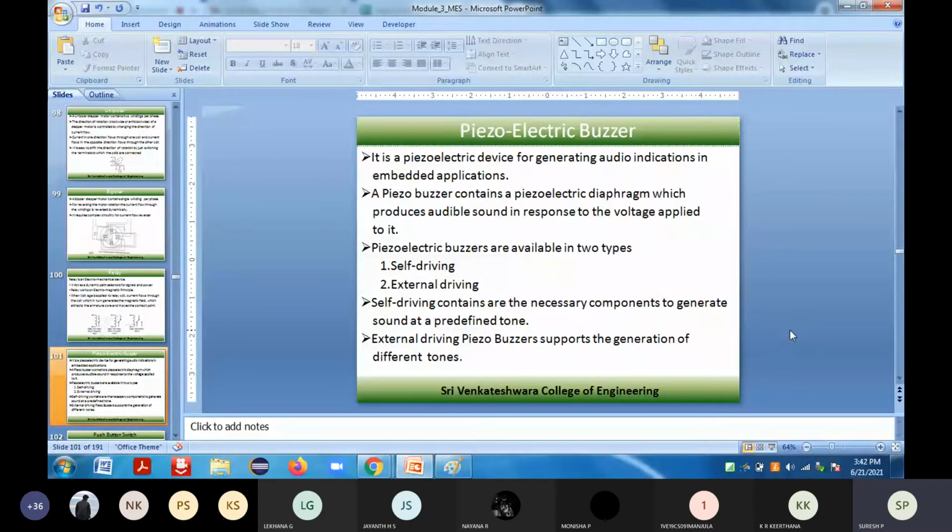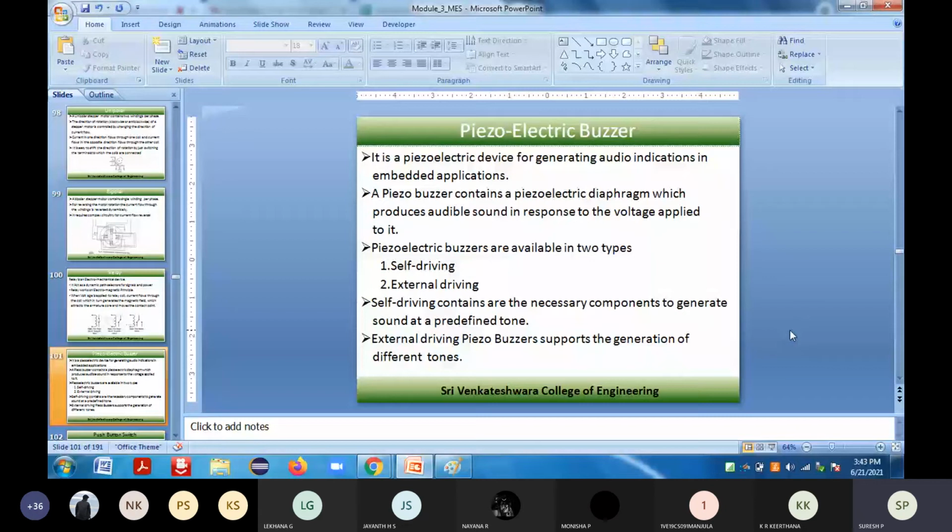All of you have seen this piezoelectric buzzer in your vehicles, that is, your two-wheeler. It is used in your signal indicator, right? You get the sound when you put the indicator on in your vehicle. That sound comes from the piezoelectric buzzer. So it is going to generate the audio indications in embedded applications.